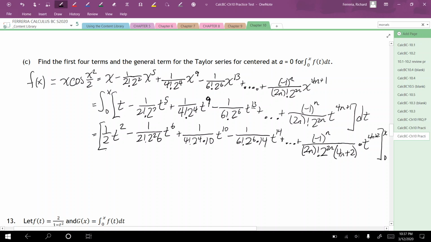The next part is just to substitute. Let's see, if I substitute an x, magically all the t's will just turn into an x. Or maybe I should just say naturally. All the t's will just turn into an x. 2 factorial, 2 squared times 6, x to the 6.